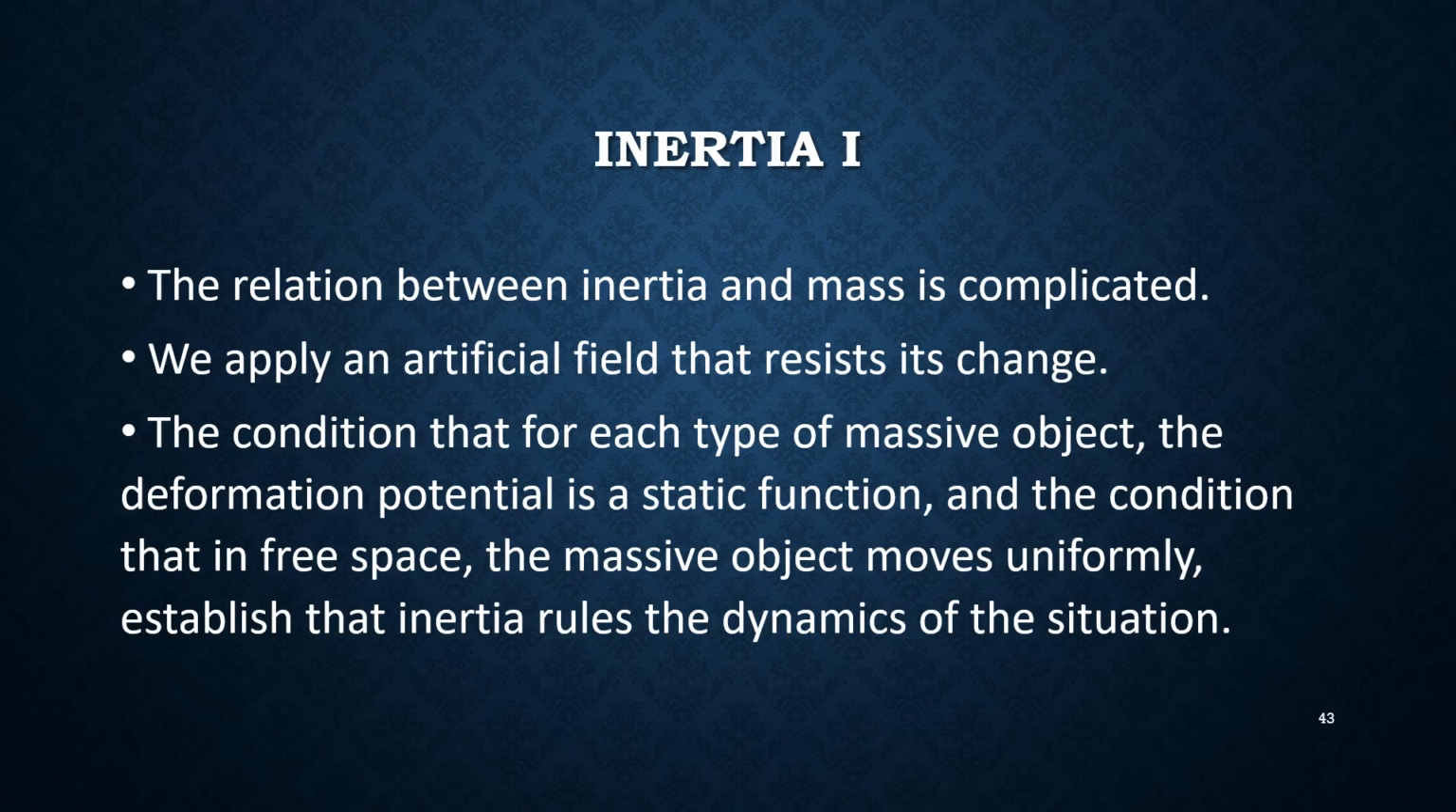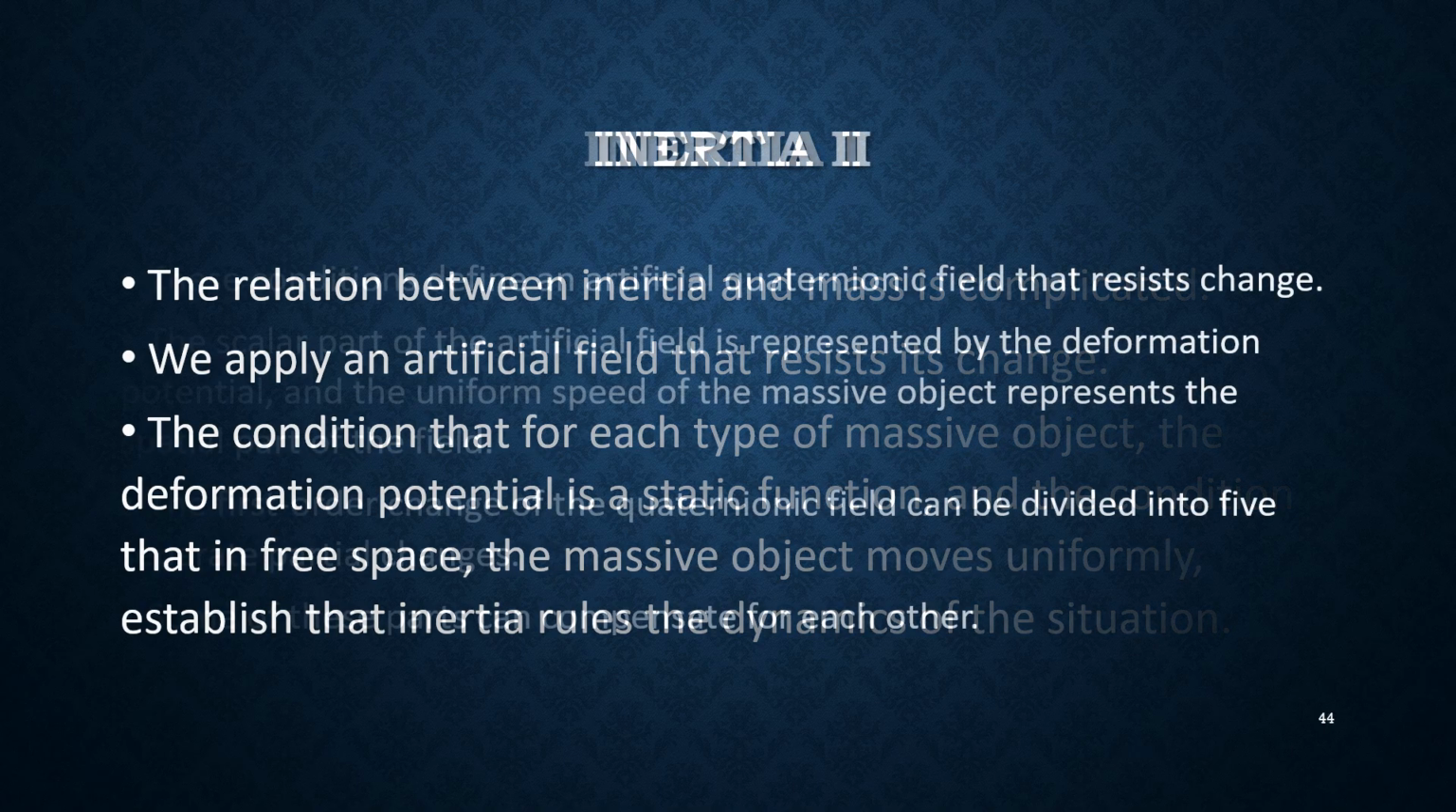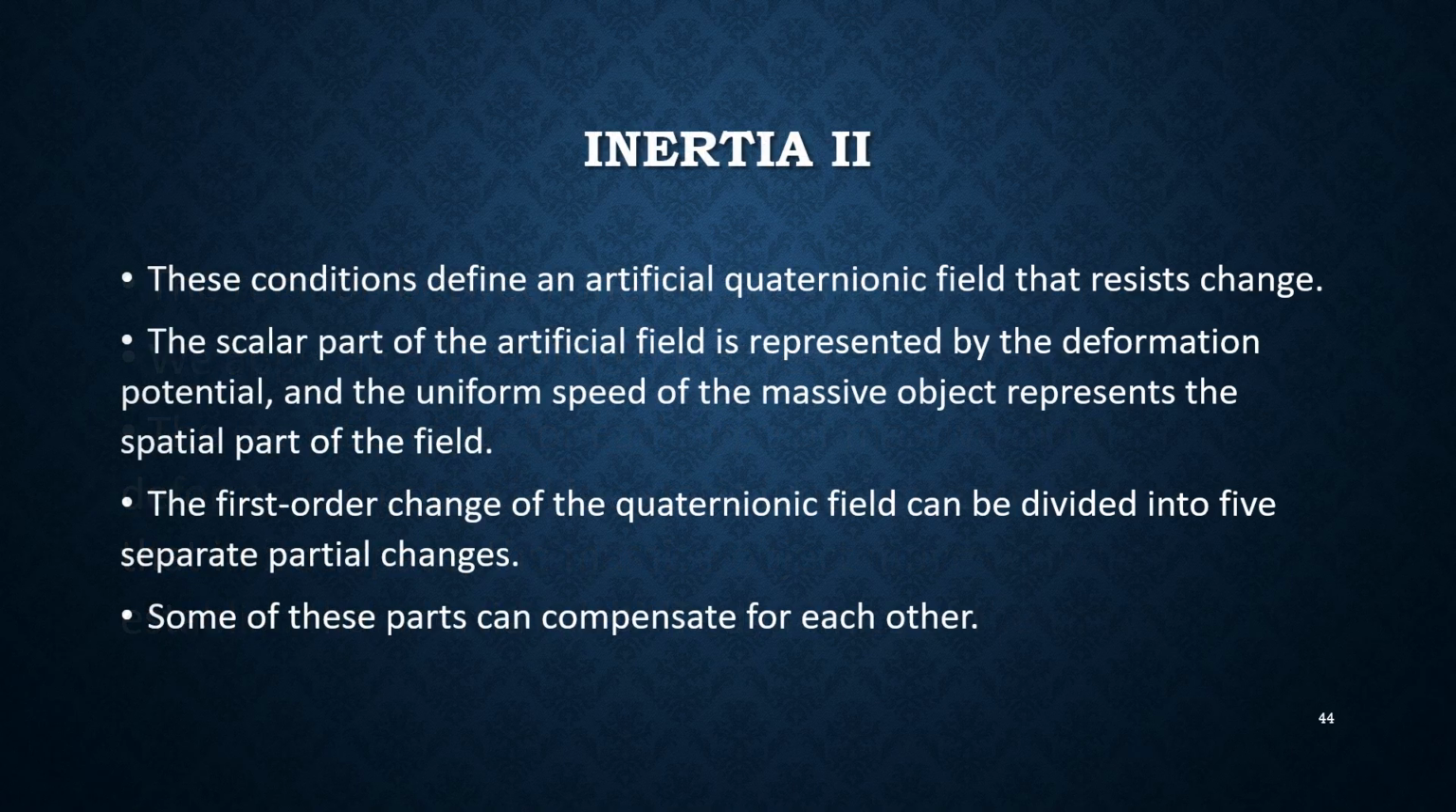The relation between inertia and mass is complicated. We apply an artificial field that resists its change. The condition that for each type of massive object the deformation potential is a static function, and the condition that in free space the massive object moves uniformly, establish that inertia rules the dynamics of the situation. These conditions define an artificial quaternionic field that resists change.